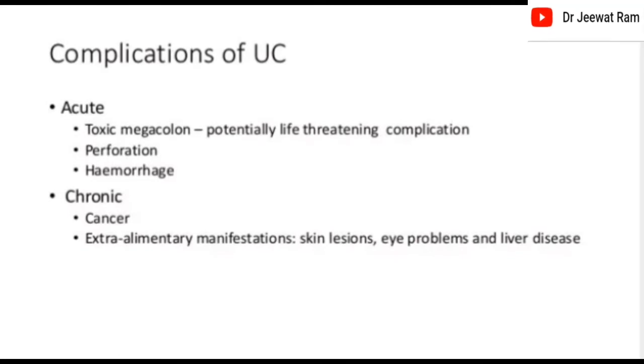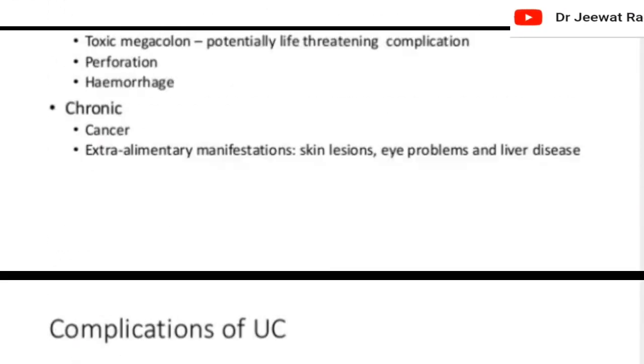Complications of ulcerative colitis: acute complications, toxic megacolon, a potentially life-threatening complication, perforation, hemorrhage; chronic complications, cancer, extraintestinal manifestations, skin lesions, eye problems, and liver disease.